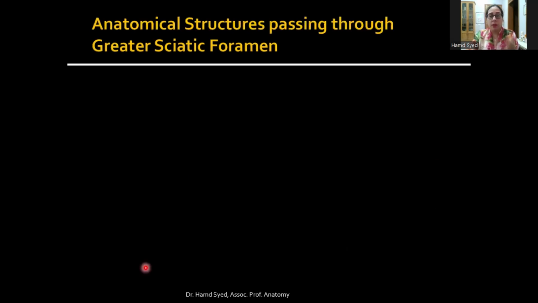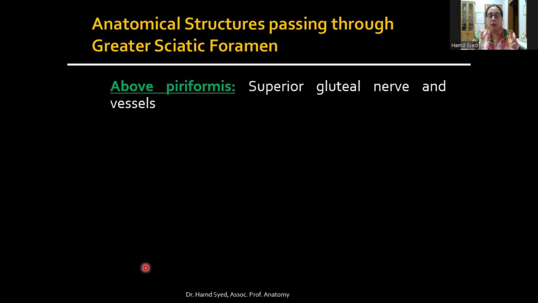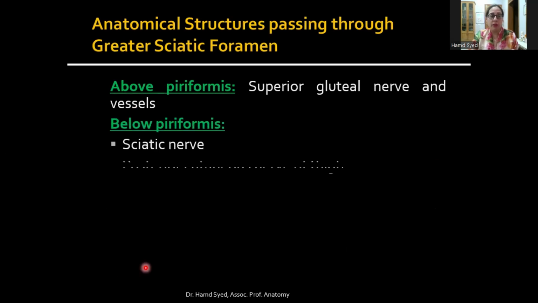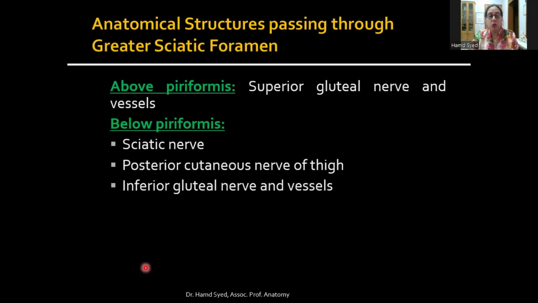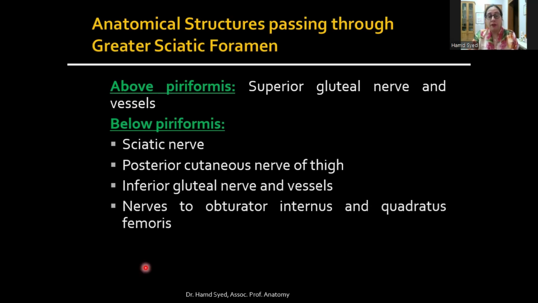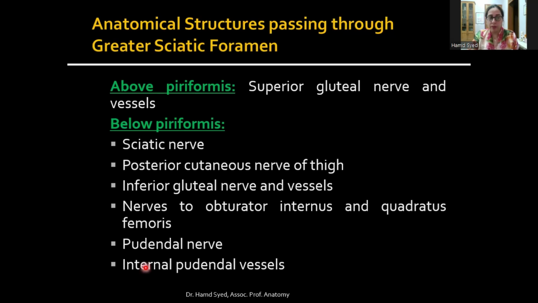So let's just summarize the anatomical structures which are passing through the greater sciatic foramen. Those structures which are passing above piriformis are the superior gluteal nerve and vessels, whereas those structures which are passing below piriformis are the sciatic nerve, the posterior cutaneous nerve of the thigh, the inferior gluteal nerve and vessels, nerves to obturator internus and quadratus femoris, the pudendal nerve, also the internal pudendal vessels.